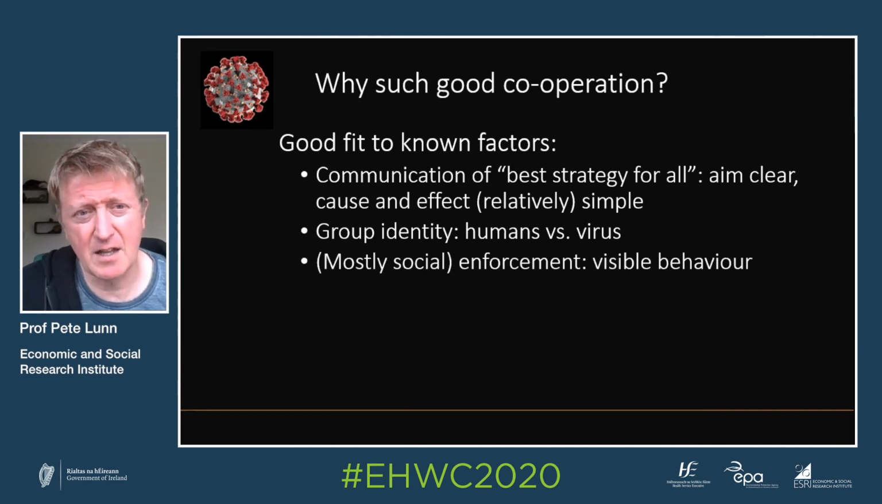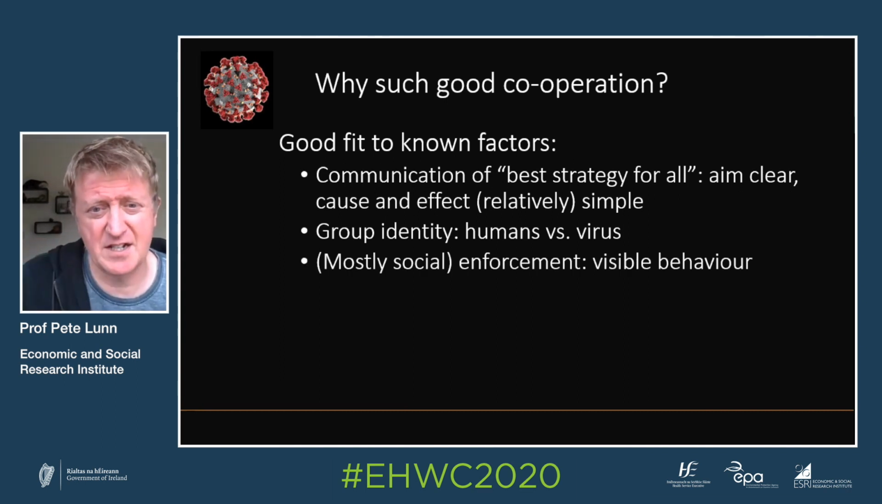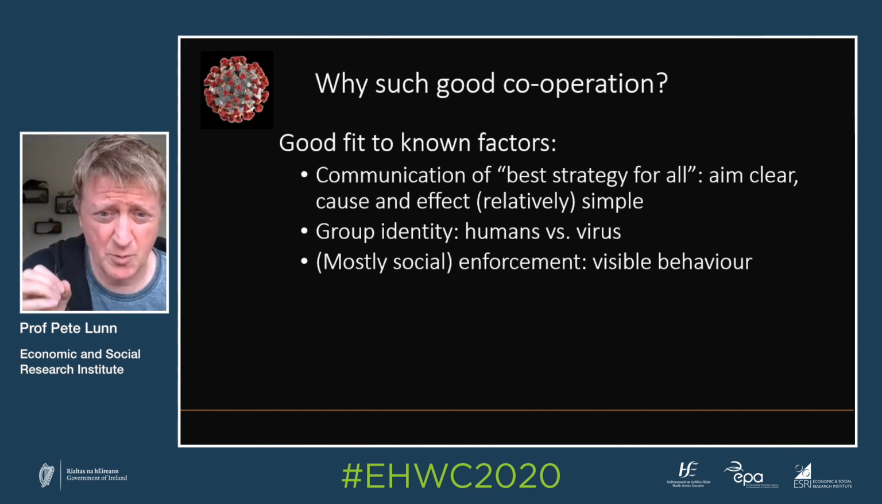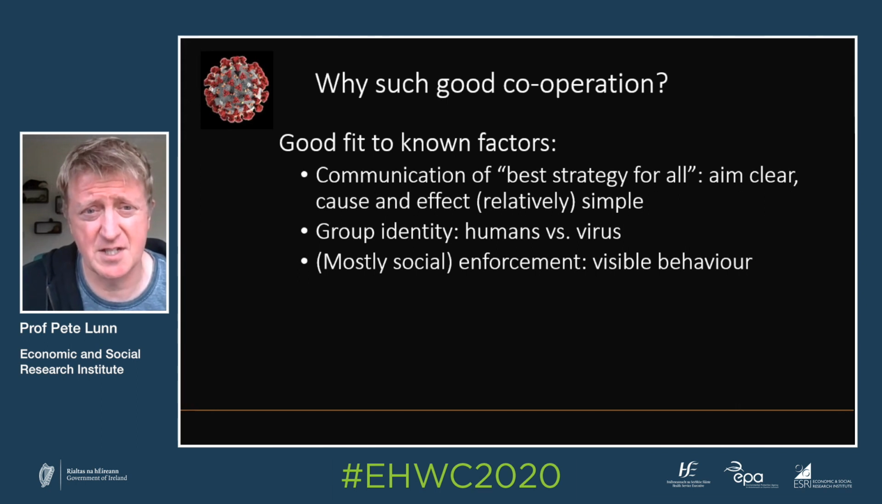And finally, in terms of known factors, another known factor in solving collective action problems is the visibility of behavior. In the case of COVID, we're dealing with very visible behavior, with whether people do or don't comply with restrictions. And a lot of the enforcement there is therefore just straightforwardly social. You know, it's social disapproval. It's even just looks and glances at people who are not behaving the way they're supposed to.